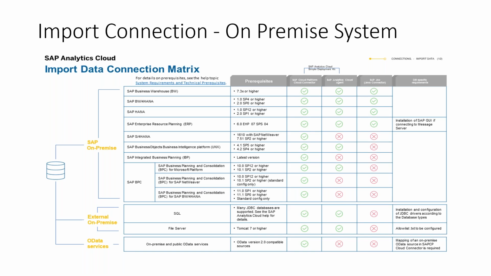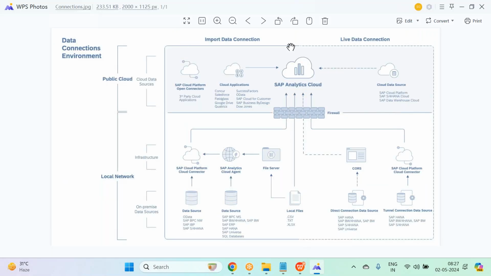So then what about a live connection? I'll show you the process also: how do we configure cloud connectors and cloud agents? Before I do that, let me show how a live connection works. Okay. What configurations, what infrastructure do we need in a live connection? Just a moment, please.